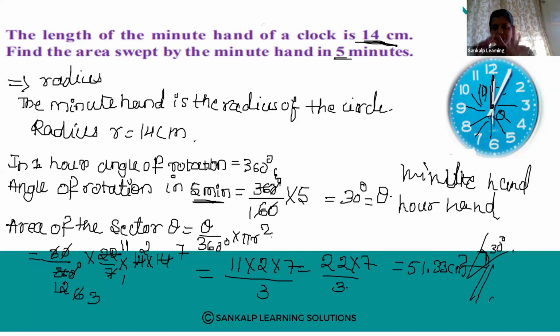Okay. So here there is a clock. In that clock, the minute hand and the hour hand are there. So we have to find out the angle between the two hands. That is theta, which we need. In 1 hour the angle of rotation is 360, in 5 minutes that is 30. And area of the sector is theta divided by 360 into pi r square. So by using that formula, we can find out the area of the sector.